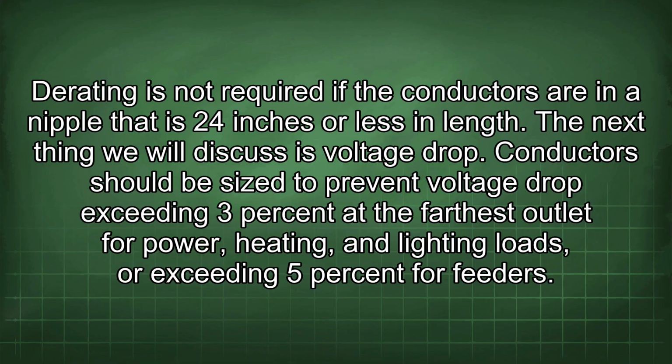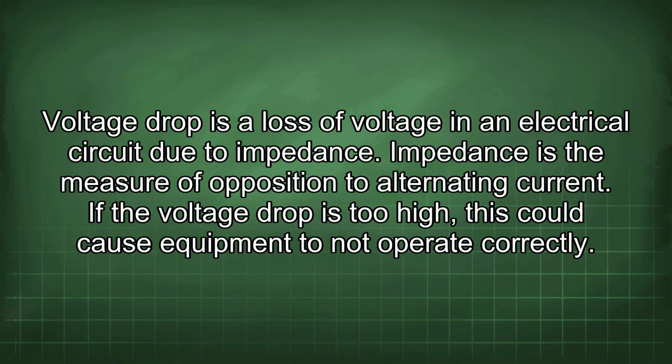The next thing we will discuss is voltage drop. Conductors should be sized to prevent voltage drop exceeding 3% at the farthest outlet for power, heating, and lighting loads, or exceeding 5% for feeders. Voltage drop is a loss of voltage in an electrical circuit due to impedance. Impedance is the measure of opposition to alternating current.